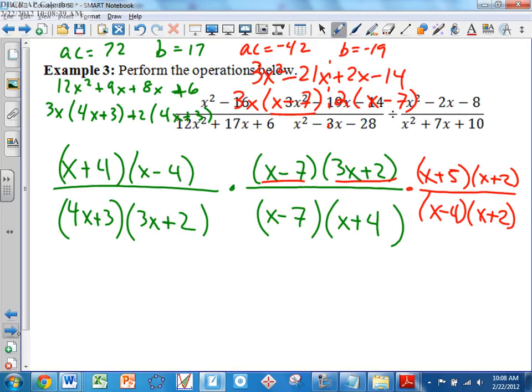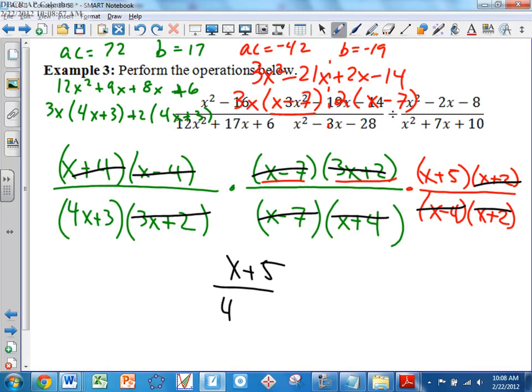The homework for tonight, you're going to notice a lot of stuff cancels here. 4x plus 3 does not cancel. Sorry, that's the only one that doesn't. Cancel, cancel, cancel, cancel, cancel. X plus 5 over 4x plus 3.